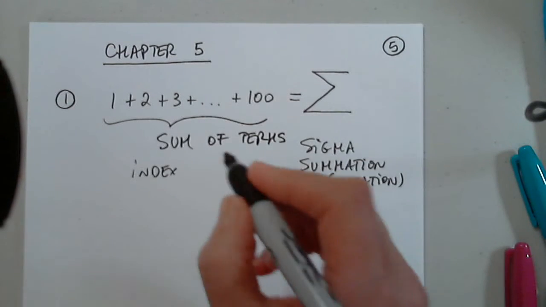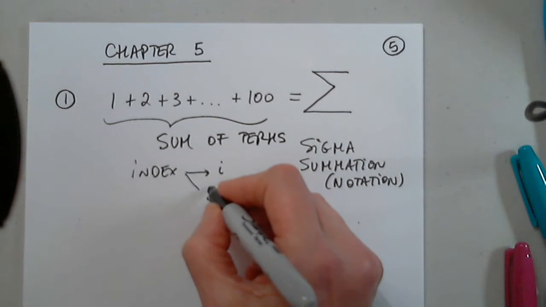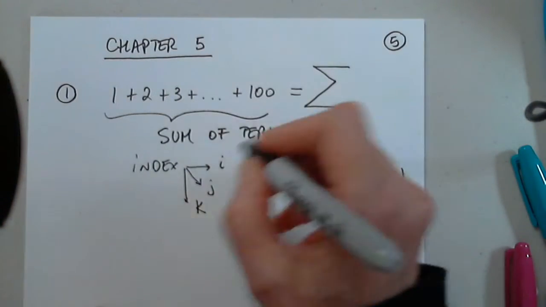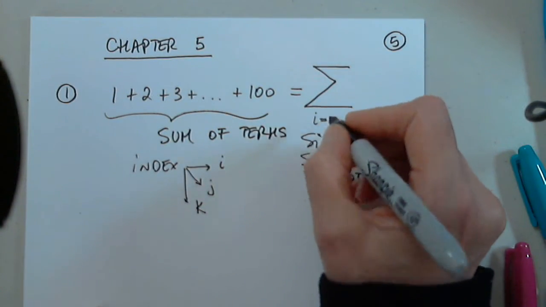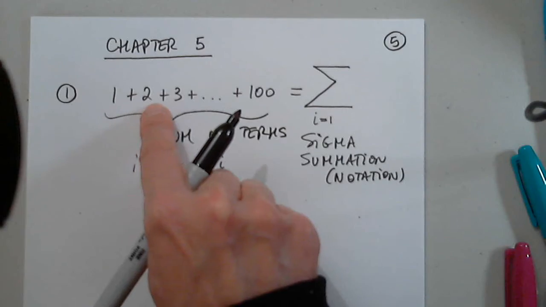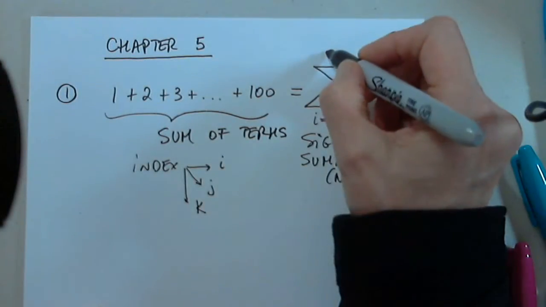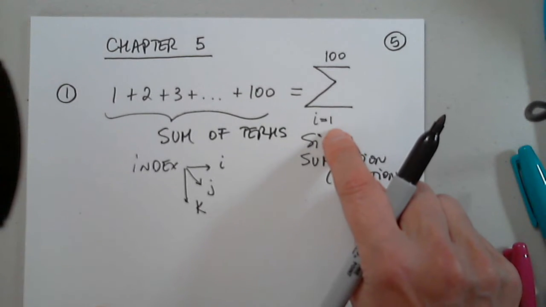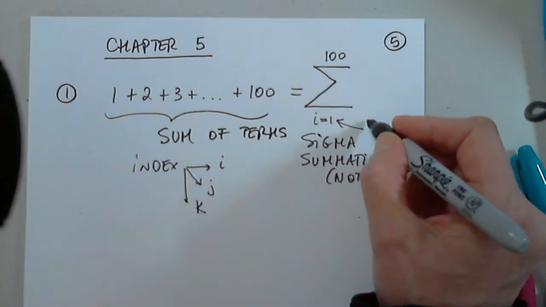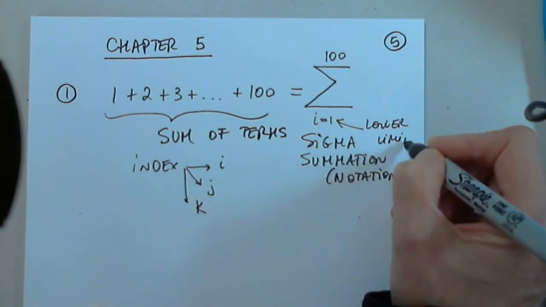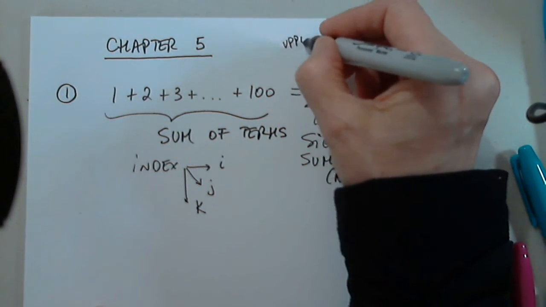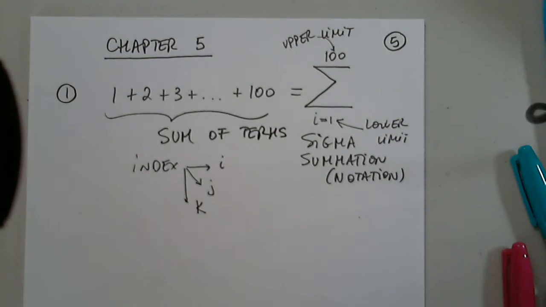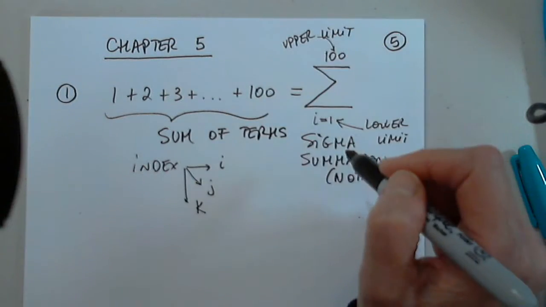The index of the summation notation normally is i or j or k, but it doesn't really matter. Okay, so let's say I'm using i, from i equals 1 till i equals 100. This is the lower limit. It doesn't have anything to do with the limit operator. It's called the lower limit. And this is called the upper limit. Again, this has nothing to do with the limits from previous chapters. It's just called the lower limit and the upper limit.